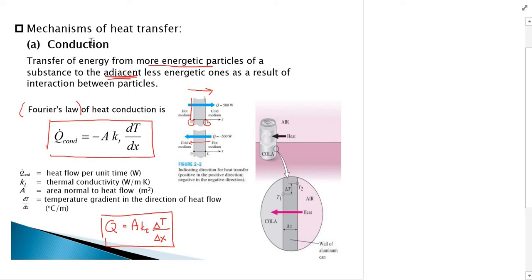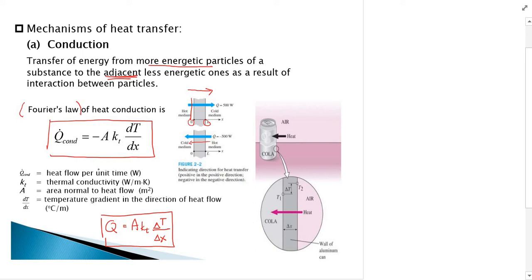Okay, so when we deal with conduction, we will use this equation named Fourier's law of heat conduction, where Q conduction is equal to negative A kT dT/dx. A is the area that is perpendicular to your heat flow. Okay, see this blue arrow? The blue arrow here is your heat flow. So the area is the one that is perpendicular to your heat flow.